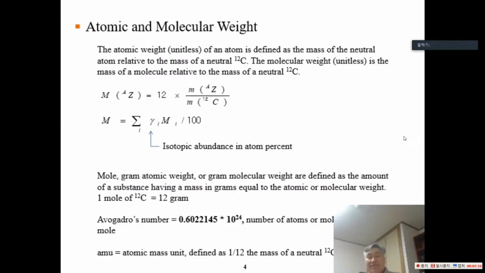And we know the Avogadro number. So if we have Avogadro number, 6.02 times 10 to the 23, of carbon 12 atoms, we get 12 gram. Okay, so that was the definition.